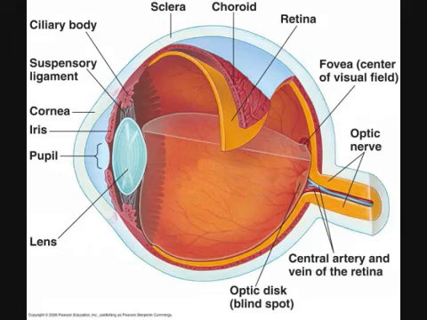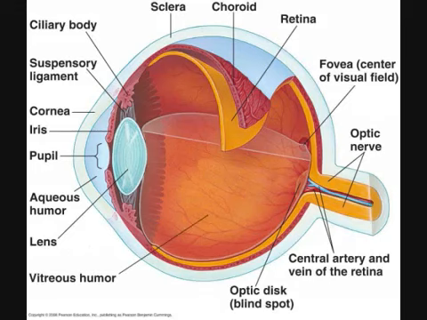aqueous humor. Aqueous humor. The aqueous humor is the clear, watery fluid that fills the anterior cavity, just in front of the lens. The aqueous humor, which circulates through the anterior cavity, provides fluid pressure that helps maintain the eye's shape.